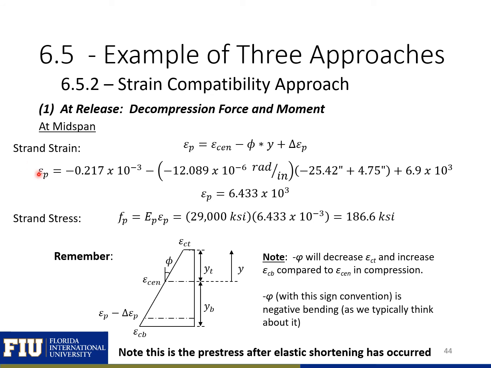We can also calculate the strain in our pre-stressing strand using our equation from earlier and take that times the modulus of our pre-stressing to find the stress in the pre-stressing. Note that this stress in the pre-stressing is after all the elastic shortening has already occurred. So we don't need to take off any losses or anything like that when we're using the strain compatibility approach.